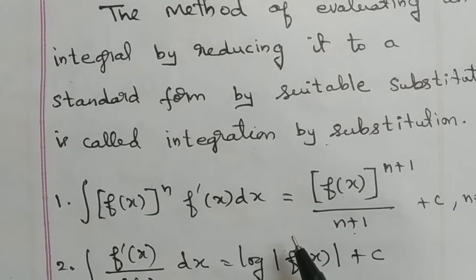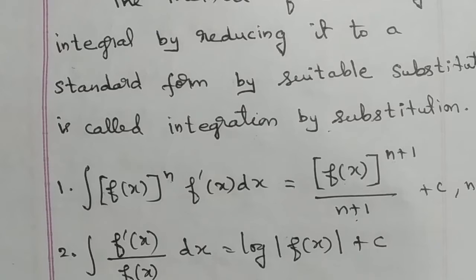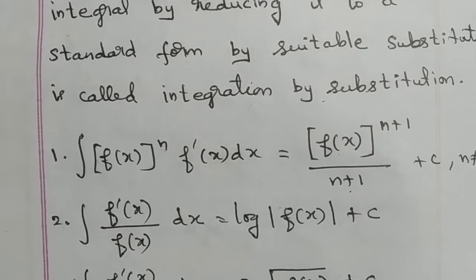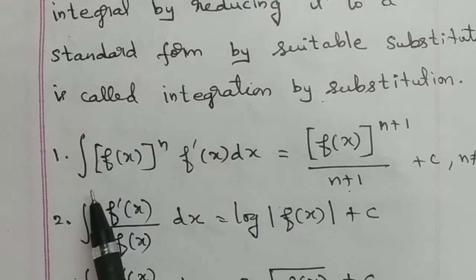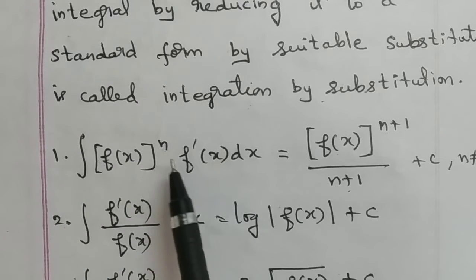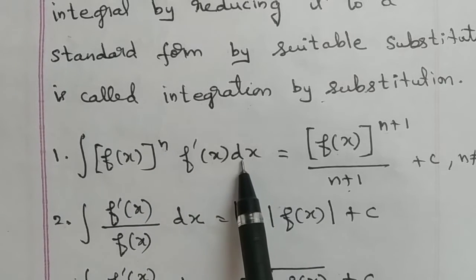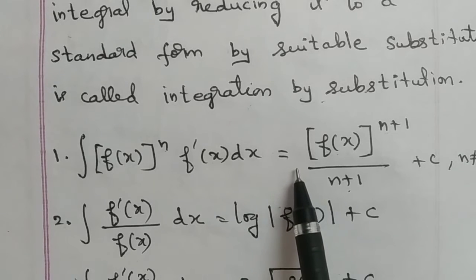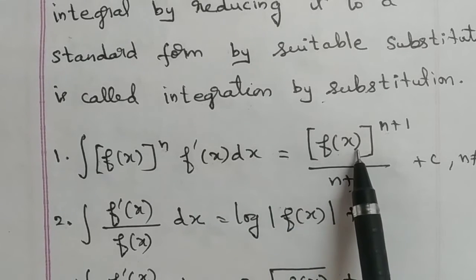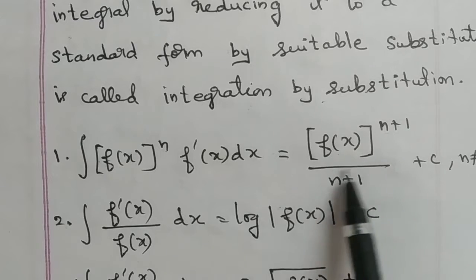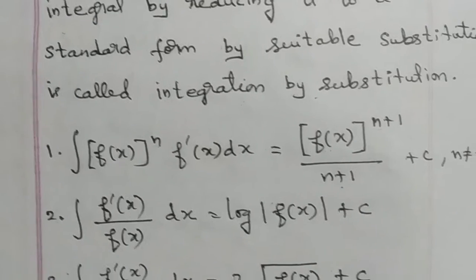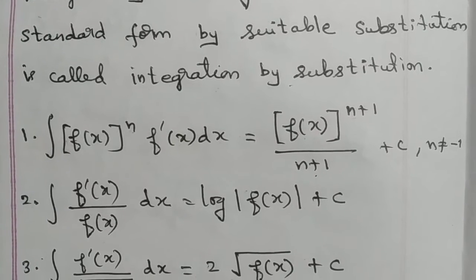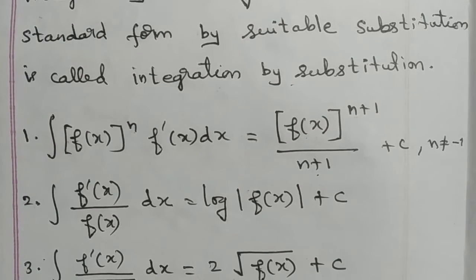First one, integral of f of x whole to the power n into f dash of x dx equals f of x whole to the power n plus 1 divided by n plus 1 plus c. Here n is not equal to minus 1.